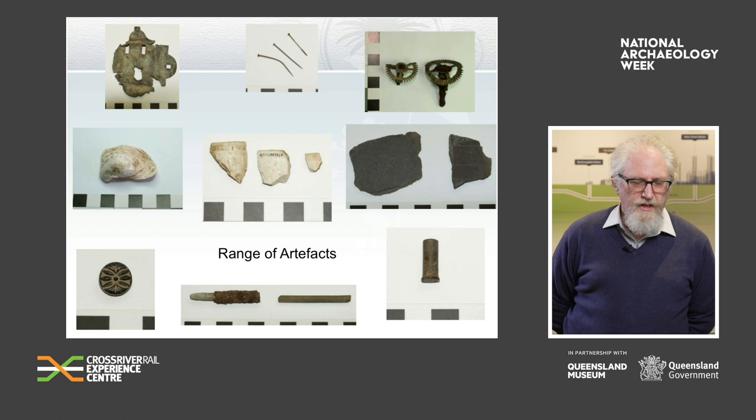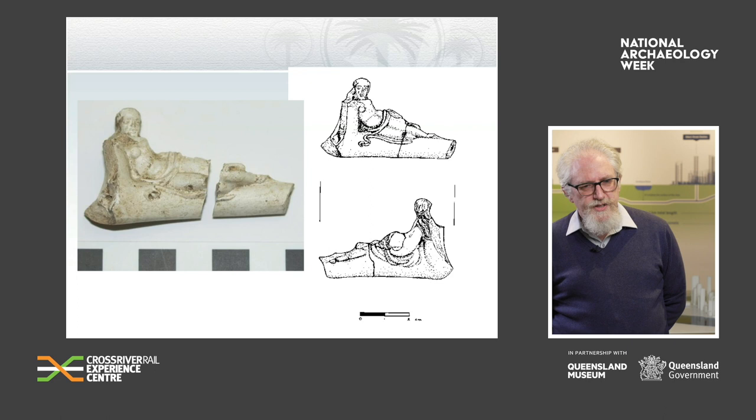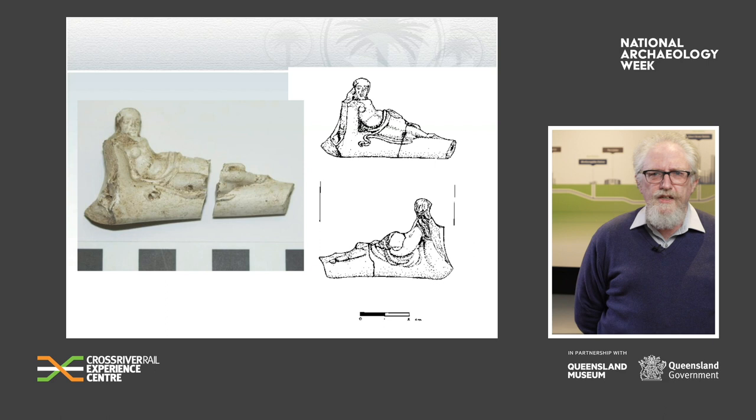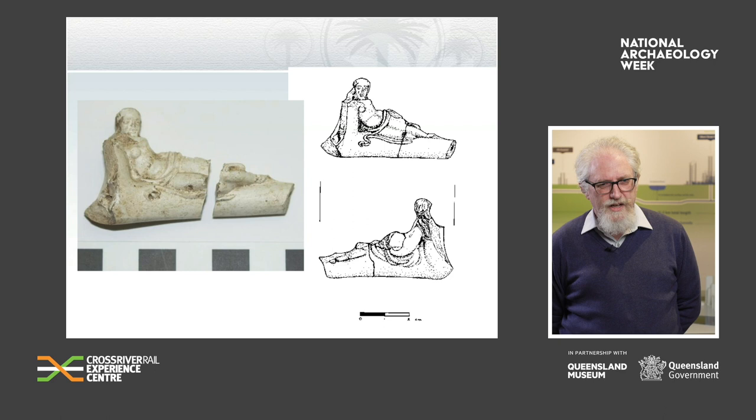So clay tobacco pipes, these are parts of the bowl where the tobacco would have been put in the bowl. My favourite clay tobacco pipe, and this was found at the home of a person we know to be Methodist, so that was very interesting. This is a reclining semi-nude woman who is lying along the stem of the clay tobacco pipe and is leaning up against the bowl. So a very interesting find.